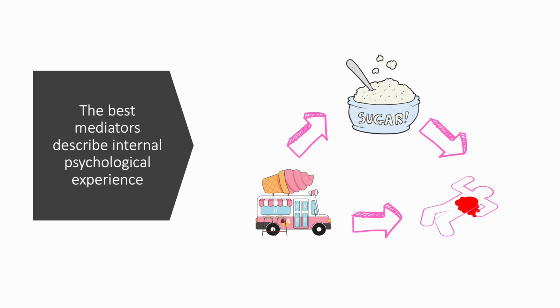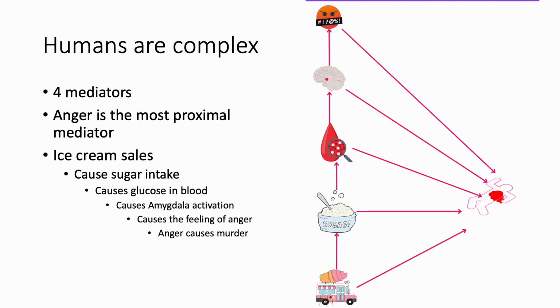As we're psychologists, it's best to remember that for us, the best mediators explain internal psychological processes. This mediator just says ice cream sales increase sugar intake, but it's not describing what's happening inside the human. So let's make this more complicated. This is just the thinking process, the brainstorming process. But in order for me to really find the mediator, the effect of ice cream sales on murder could be mediated by sugar intake, right? And sugar intake is causing the murder.